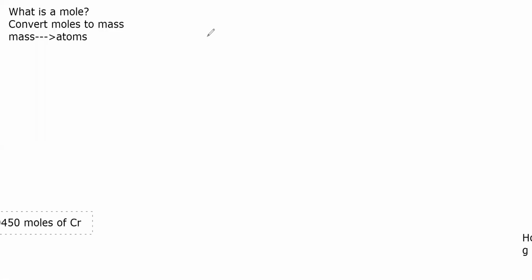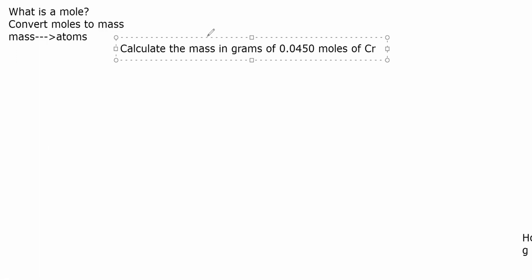And next one, convert moles to mass. So we can look at this with a problem. Drag that up here. And we can see over here, calculate the mass in grams of 0.0450 moles of chromium. Cr is chromium.